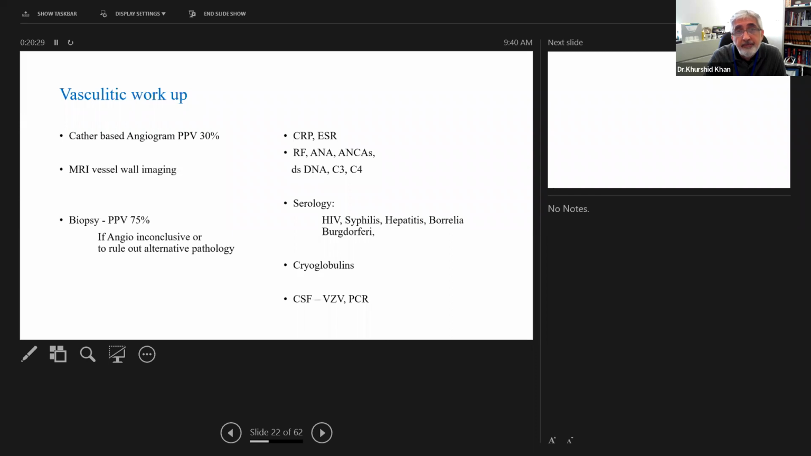For the vasculitic workup, the definitive diagnosis comes from a combination of tests, including vascular imaging and biopsy. None of these tests provide a 100% answer to the question. For example, catheter-based angiogram has a positive predictive value of 30%, but the biopsy has a higher positive predictive value. But again, when the biopsy is done, as a stroke neurologist, we have to provide detailed information to our neurosurgical colleagues where to pick the segment from, close to the lesion or from the lesion, most preferably.